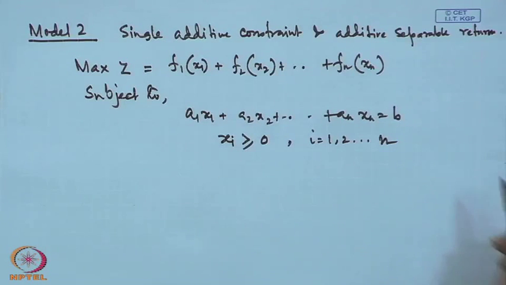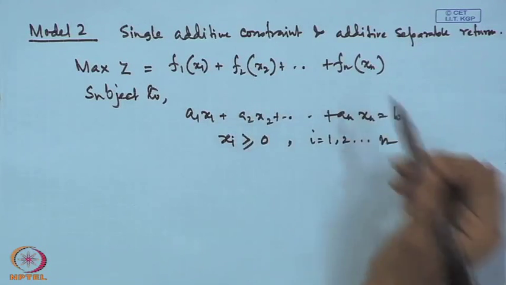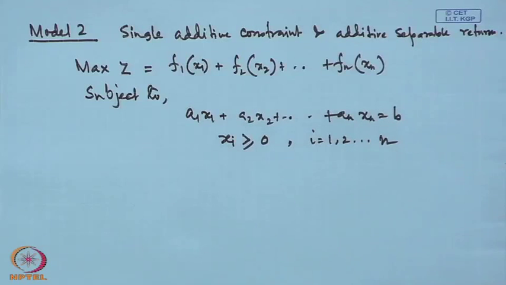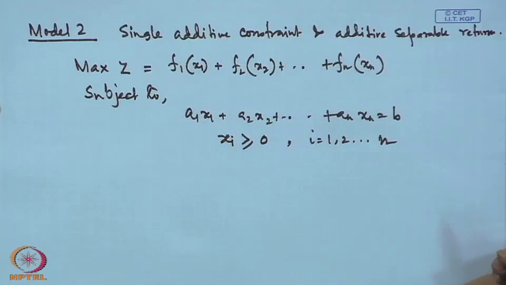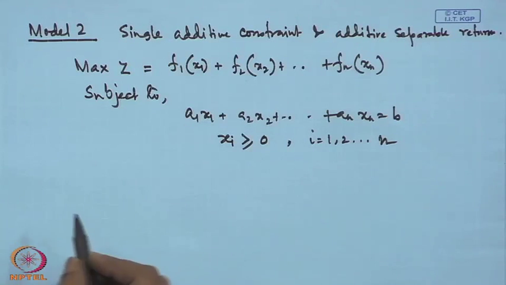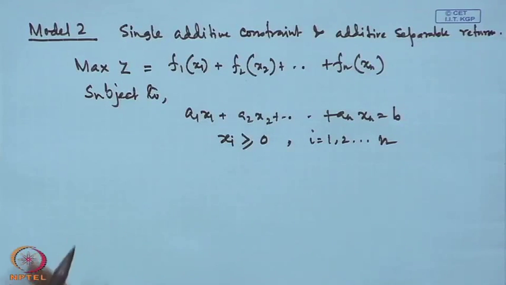Another way is that this objective function is separable, as well as the constraint is also separable. We can adopt the separable programming technique for solving this, but we can also apply the dynamic programming technique, that is, defining stages, defining state variables, etc. Let us start working on it.